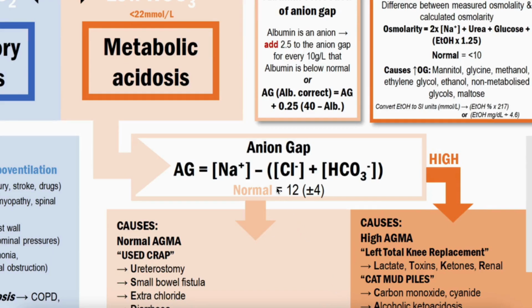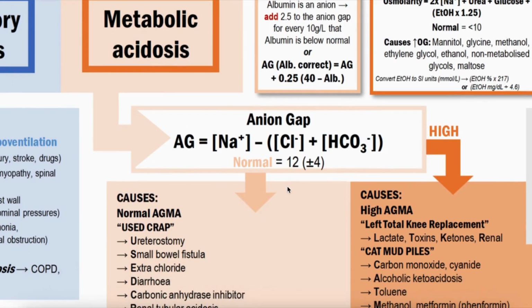Hello guys, in this video I am going to make a short description about the anion gap. In metabolic acidosis, you need to discuss the anion gap. The equation for the anion gap is that we subtract the chloride and bicarbonate concentrations from the sodium concentration.